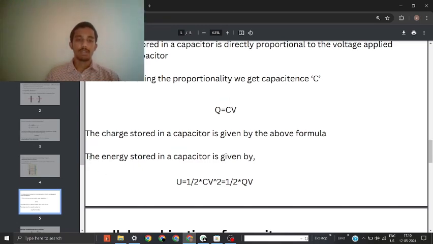Now the energy stored in a capacitor is given by half C into V squared. So if we rearrange the C into V from the above formula Q equals CV, then we can also write this as half into Q into V.